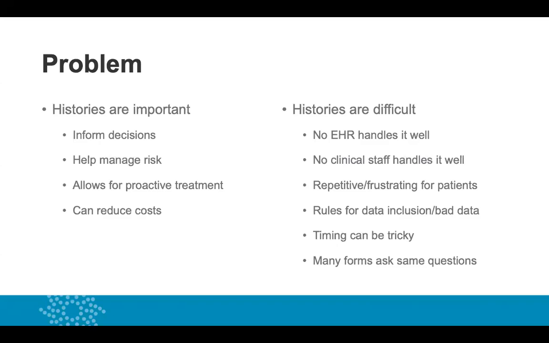So why are histories important? Well, they help inform decisions. Obviously, if you know somebody has a family history or they've had surgical history for something and they're presenting with different symptoms, tying those pieces together to make clinical decisions is pretty important. And so having it there is nice. It allows for proactive treatment, and it can reduce costs overall in the system, which is part of the quadruple aim. But they're difficult because there's no EHR that handles capturing histories well.